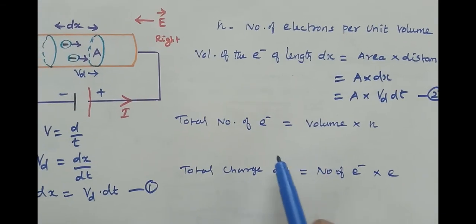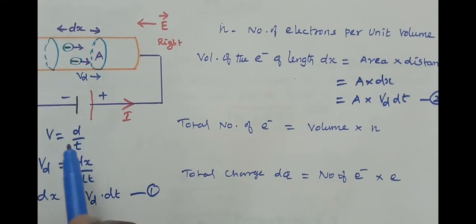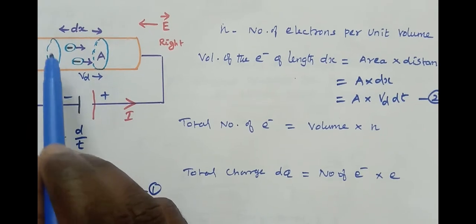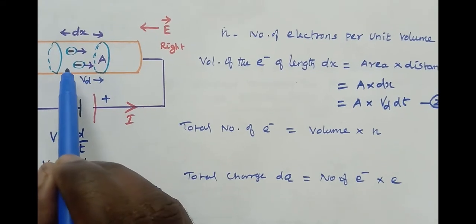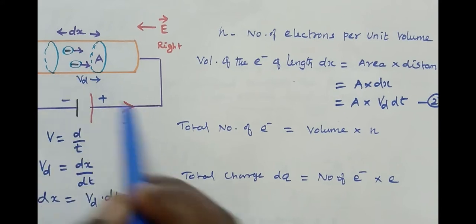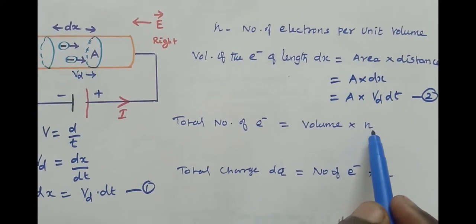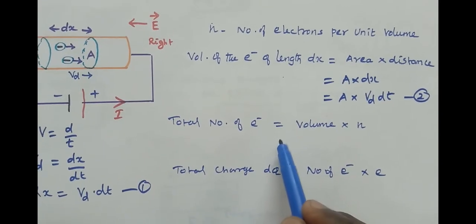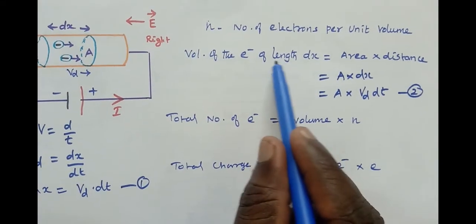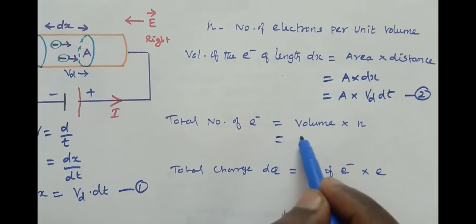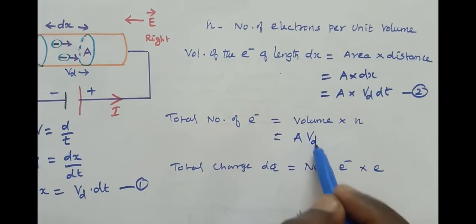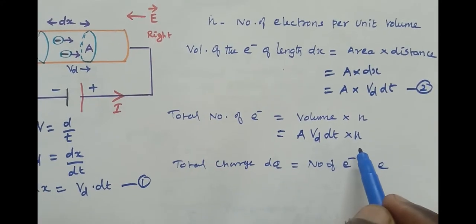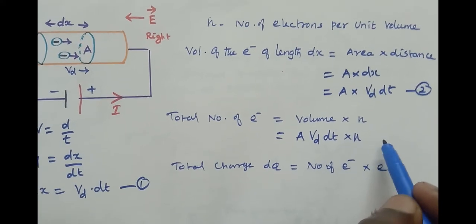Now the total number of electrons is equal to the volume of the element into the number of electrons per unit volume. What is the formula for the volume of the element of length dx? Therefore, the total number of electrons is A vd into dt into n. Are you clear? Okay. This is equation number 3.